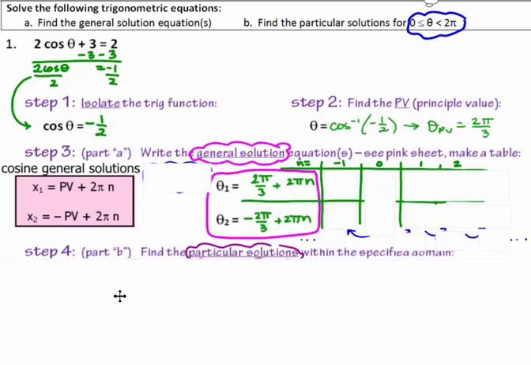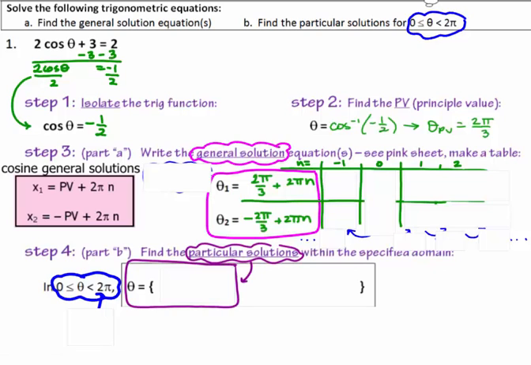Now we need to come up with our particular solutions within the specified domain. Okay, so what we'll do for that, and it says make a table, and I do require this, what we'll do for that is we're going to substitute n values into these two equations, and n is always an integer value. We're going to substitute those in and find as many possible final answers as we can. We're just going to stop when we get negative, and we're going to stop when we get too big, bigger than 2 pi. So I like to kind of keep in mind what my stopping point is going to be.